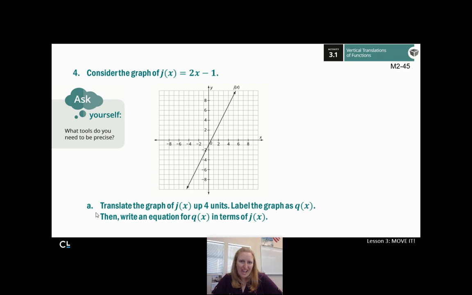Here I have a new graph. I have j of x. Here on your graph, right? J of x, it's labeled j of x. You have this lovely line. They even graphed it for you. So nice of them to do. And here's what I would like you to do.